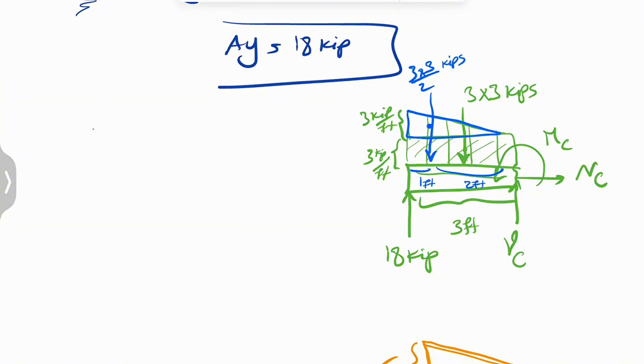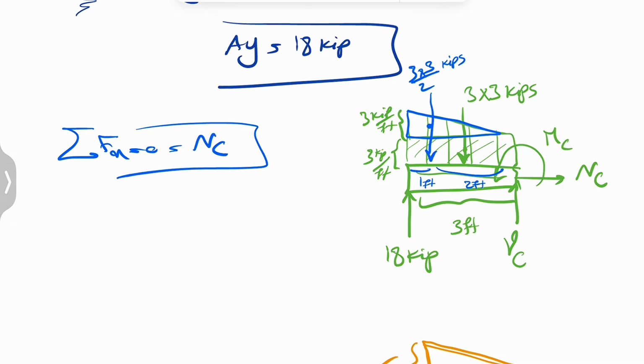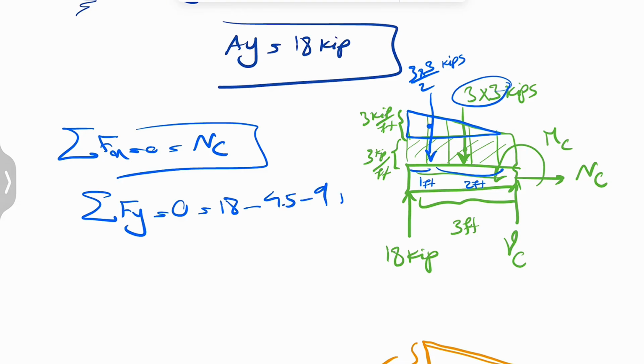So let's just do our equilibrium equation. Sum of all forces in X equals 0. We can see the only X force in here is NC, which means our normal force is 0. Sum of all forces in Y equals 0. So we have 18. We have negative 4.5. We have negative 9. And we have VC. So VC, or the shear force, would be basically 4.5 kips. So this will be 9, and 9 minus 4.5 is going to be 4.5.